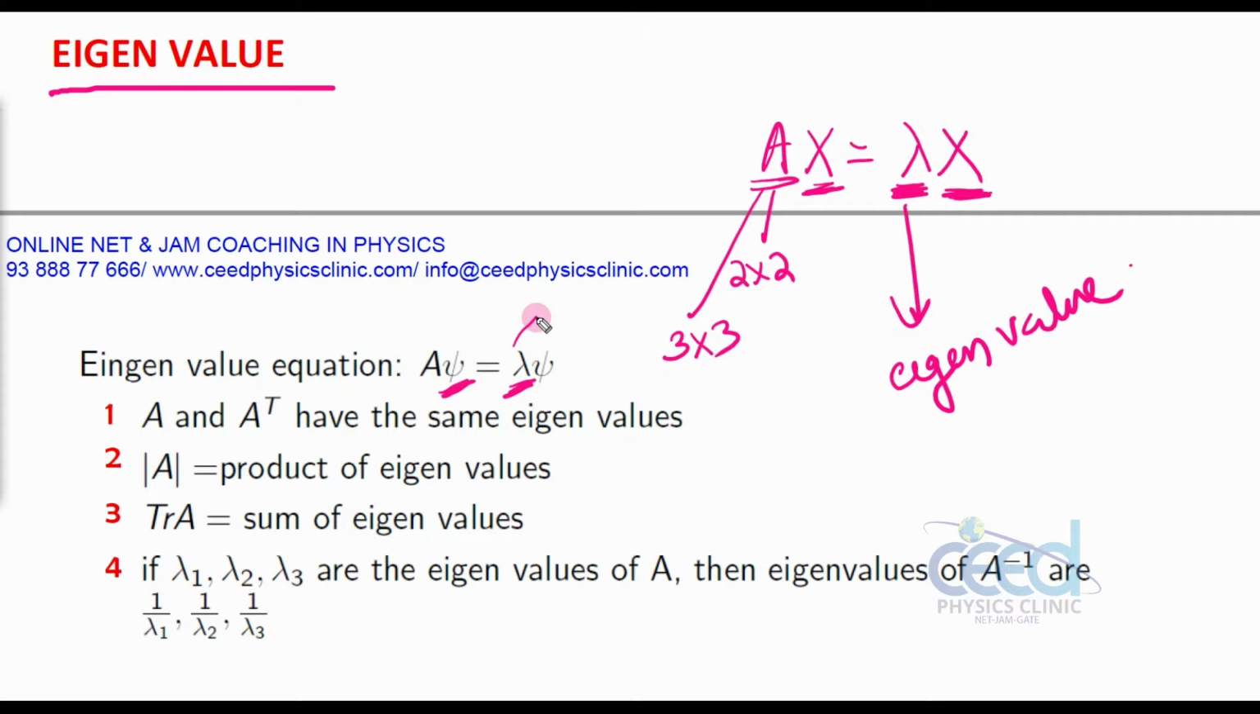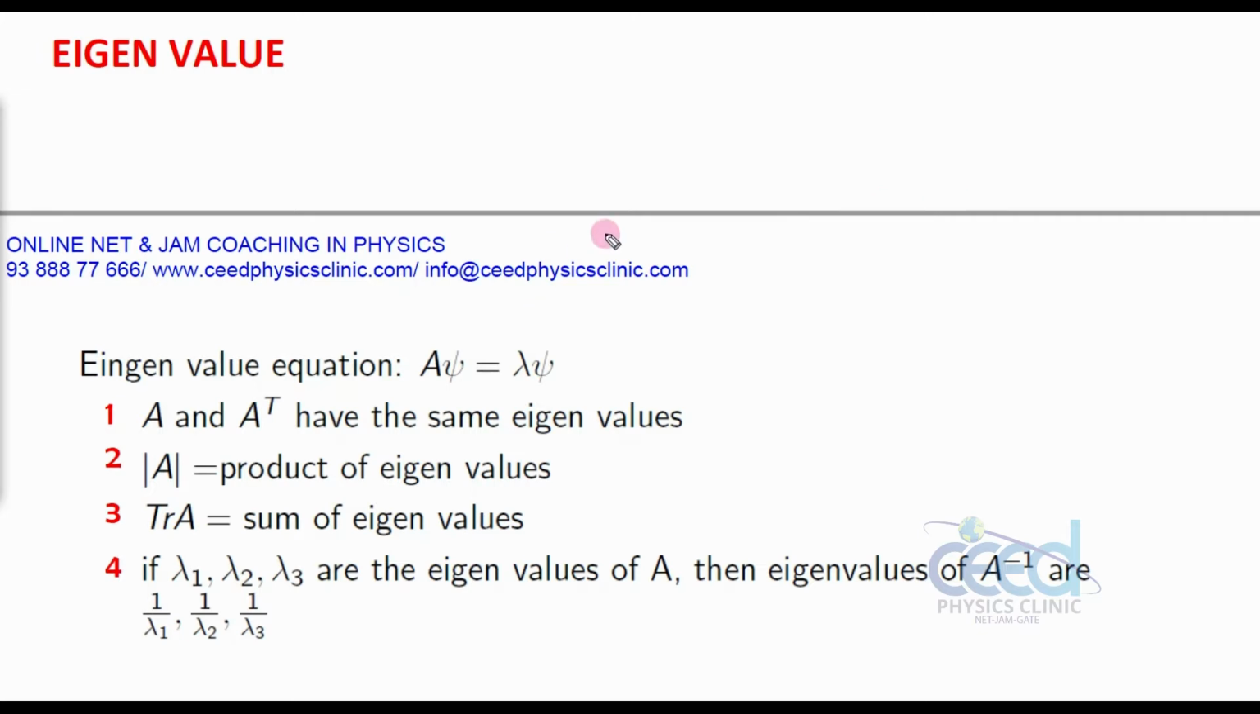Now we can see the properties of eigenvalues. First, how can we find the eigenvalue of a matrix? For example, suppose a matrix A is [1 2; 3 0]. Its eigenvalues are given by the determinant of A minus lambda I equal to 0. Our eigenvalue equation is Ax = lambda x.